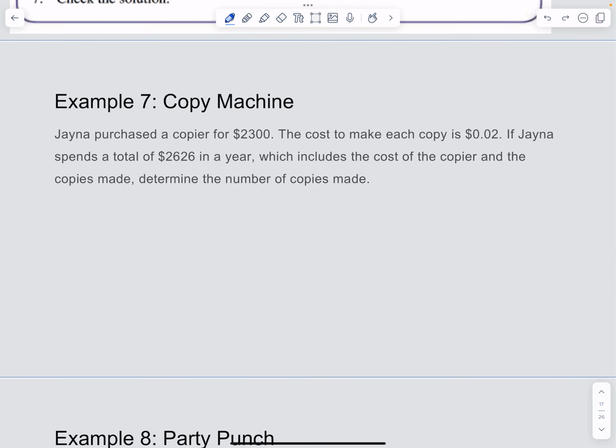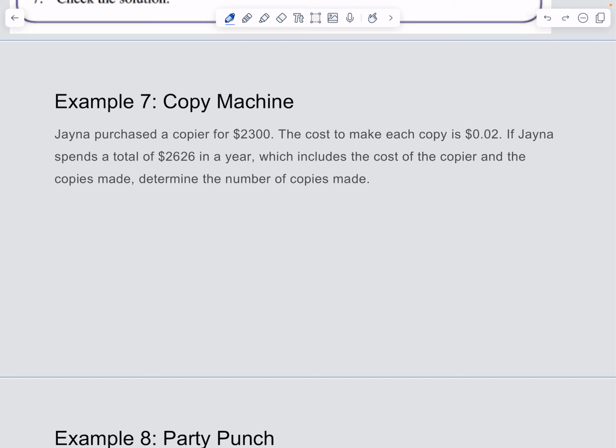Now let's work through a few. Jana purchased a copier for $2,300. The cost to make each copy is 2 cents. If Jana spends a total of $2,626 in a year, which includes the cost of the copier and the copies made, determine the number of copies she made. Let's break this down.